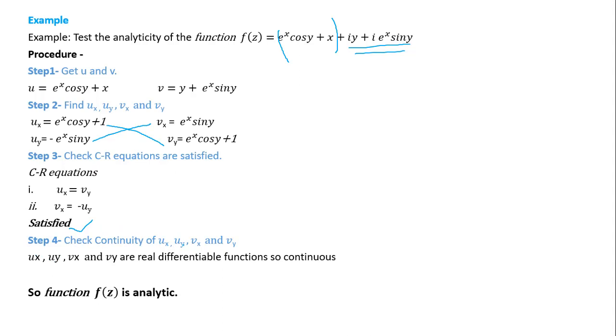Check the continuity of ux, uy, vx and vy. Ux is e^x cos y plus 1. This is a real function, and any real function which is differentiable is continuous. These functions are differentiable everywhere: e^x times cos y is differentiable, plus 1 is differentiable. So this is a continuous function. So ux, uy, vx, vy are continuous. If these are continuous, then we will say the function f(z) is analytic. Thank you.